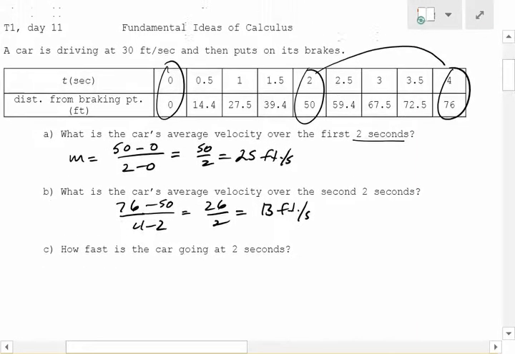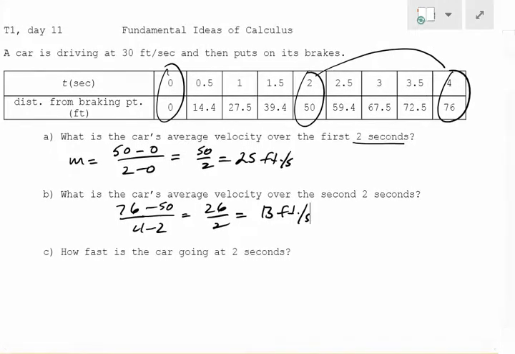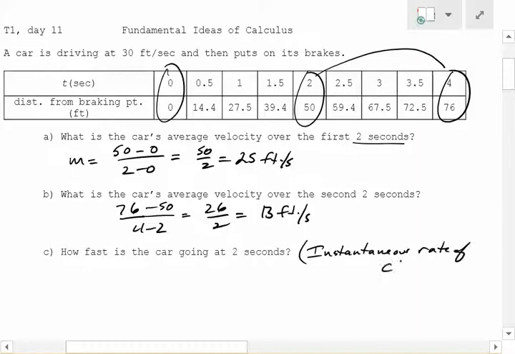Now, here's a question. This is fun. How fast is the car going at 2 seconds? This is something we were leading towards figuring out at the last class, which we didn't do. This is asking for the instantaneous rate of change. We haven't talked about this yet, so it's a little bit new. Any ideas about how to figure that out based on these values right here?